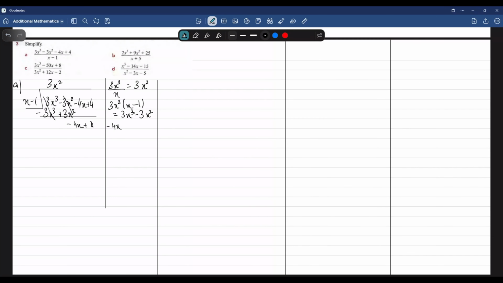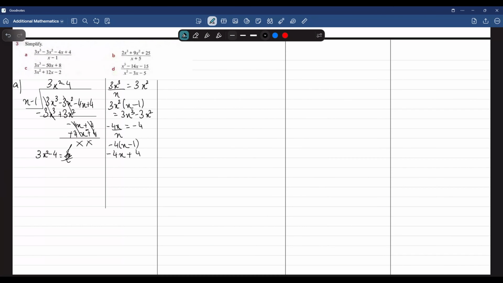Negative 4x divided by x is going to give us negative 4. Negative 4 multiplied by x minus 1 gives us negative 4x plus 4. So again, here we're going to copy down the same thing. Multiply this by negative to become positive and negative. We get nothing here. So 3x squared minus 4 is your answer for this part.